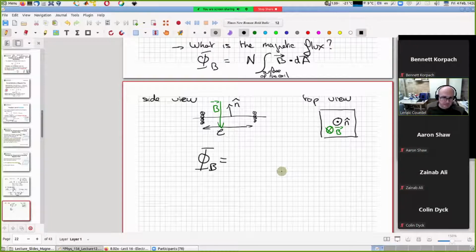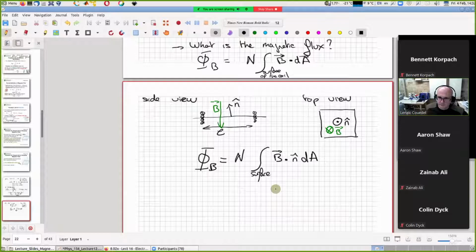Any ideas? So I can rewrite this as the surface integral of B scalar n hat dA. How are B and n parallel or perpendicular? Parallel, yes. So the dot product, what does it give me?